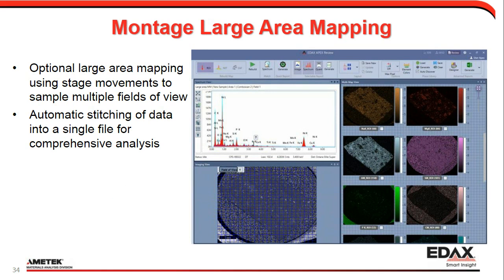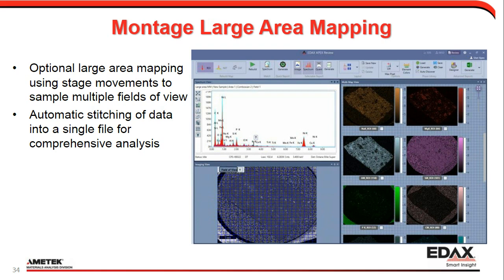Montage large area mapping. This is a major new feature in Apex 2.0. It uses stage movements to map multiple fields of view and automatically stitches the maps together into a single file for comprehensive analysis. The Apex software will take control of the stage movements, so you don't need to manually move the stage to the next field of view.